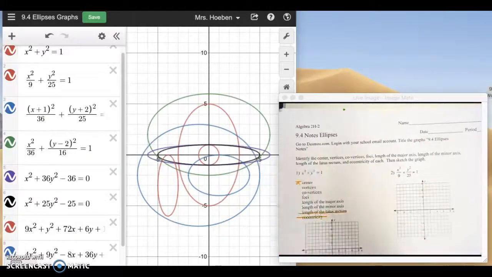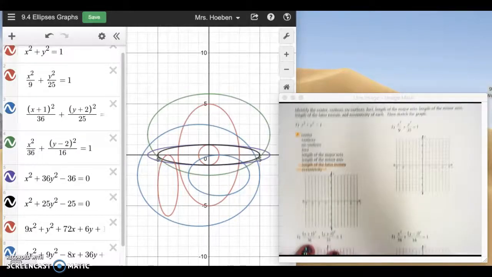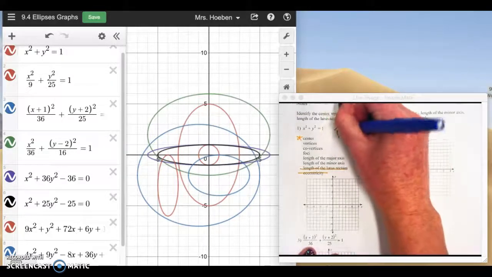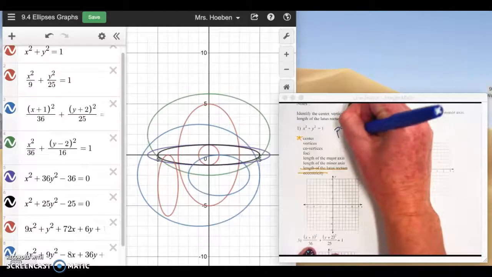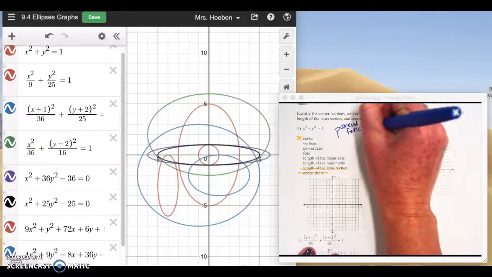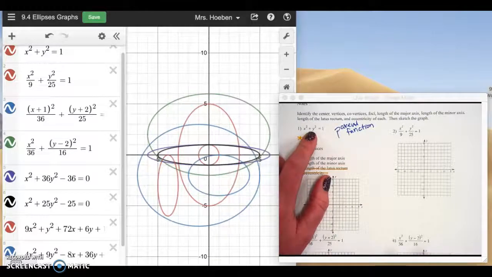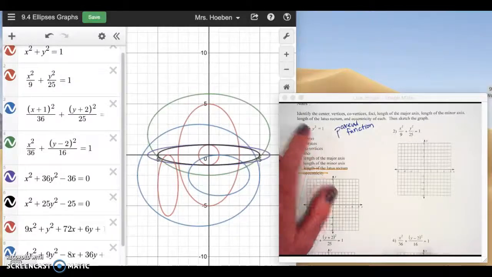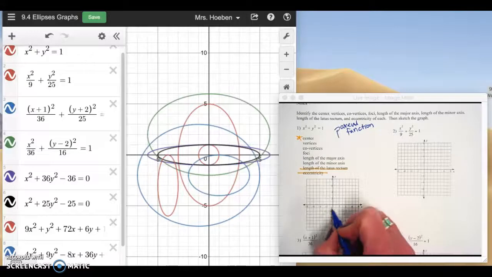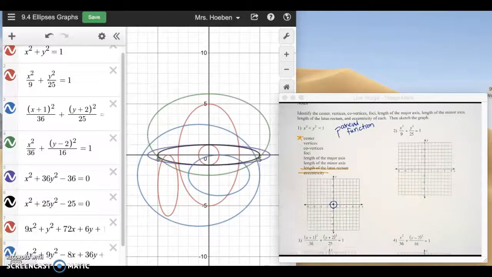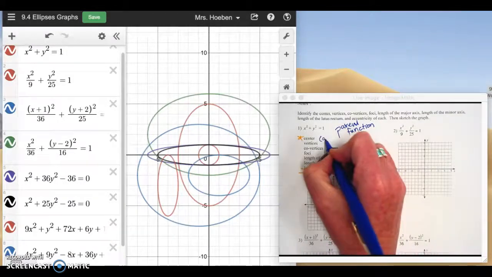About ellipses, and the first one is obviously your parent function, which looks an awful lot like what? The parent function for which? Circle, right? And when you graph it, guess what? It's a circle. It has a center right here at 0, 0. That means its center is at 0, 0.